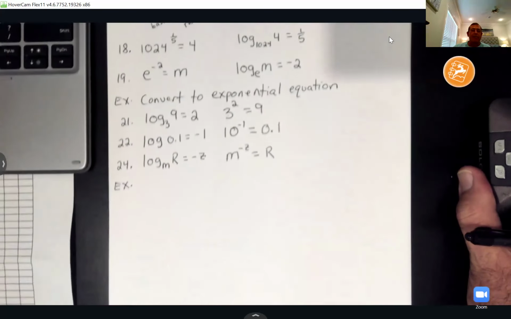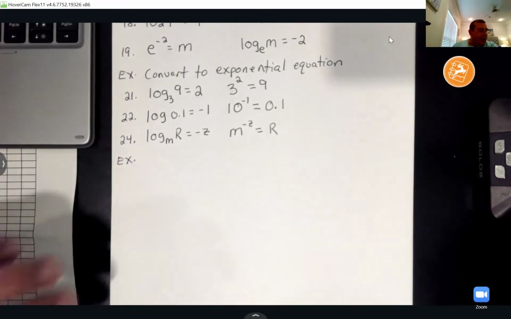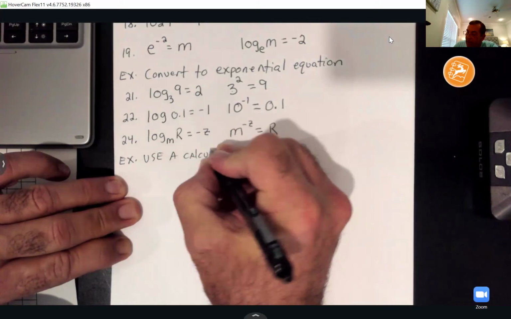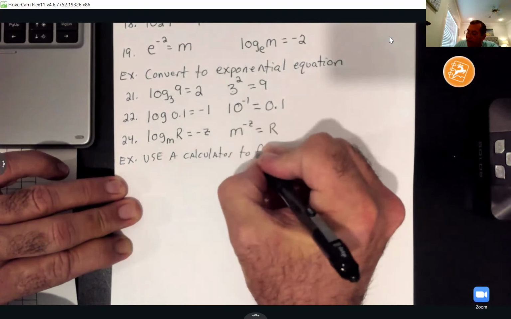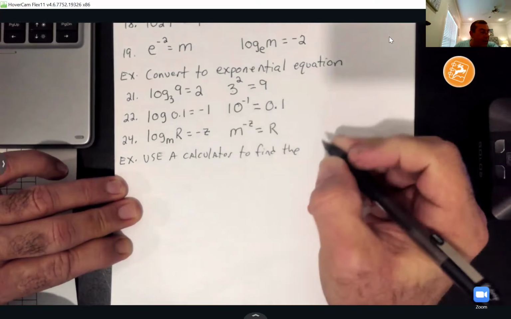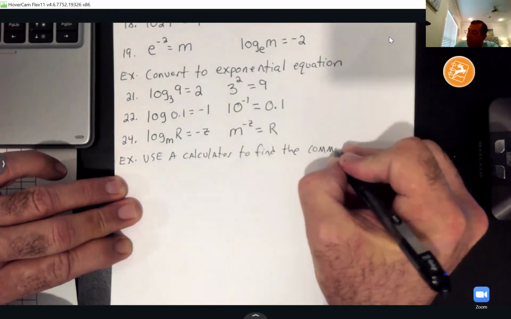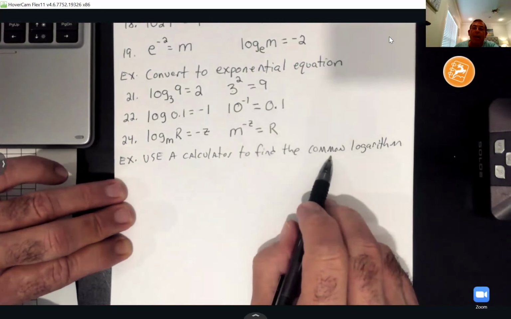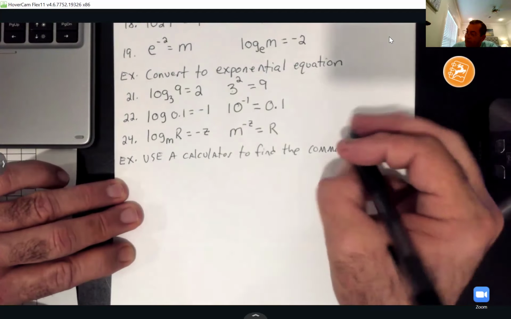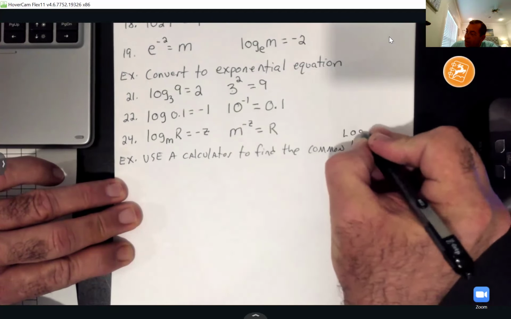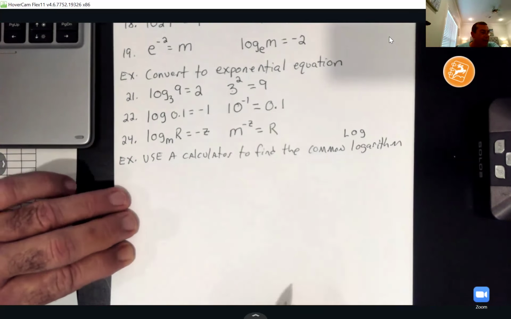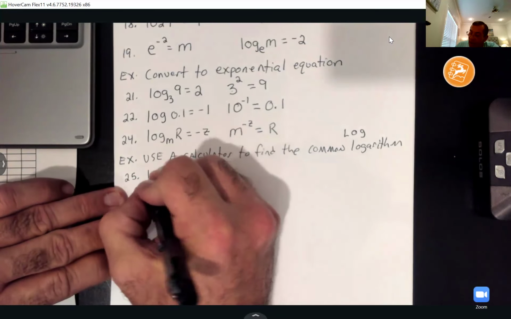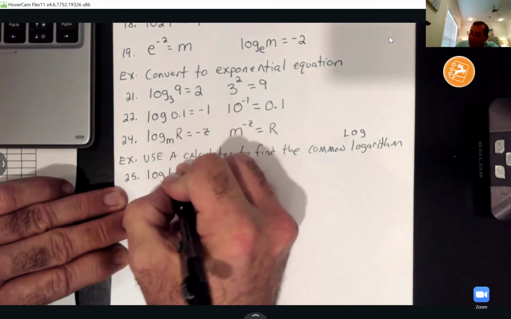All right, y'all, so let me play some of these. These will say use a calculator to find the common log. Now, let me tell you this. The common log is the base 10 logs, okay? So that's just going to be our LOGs, okay? So for this 25, they want to know what is the log of 68.